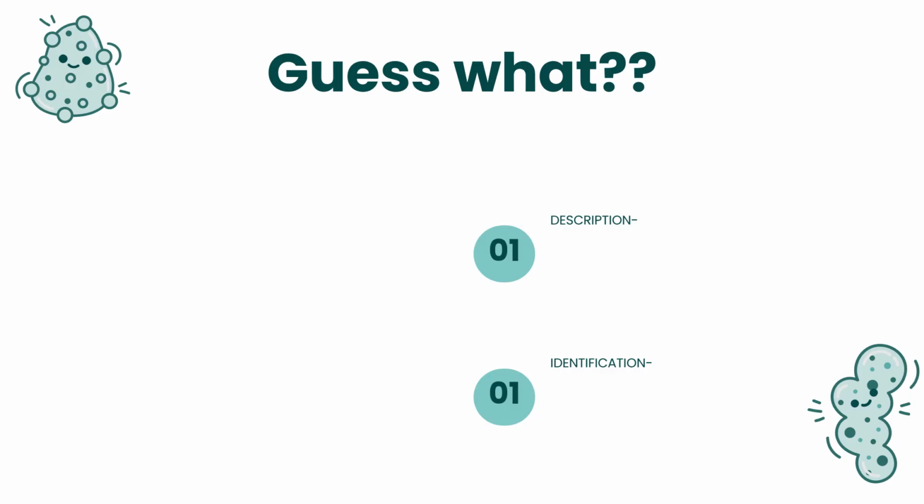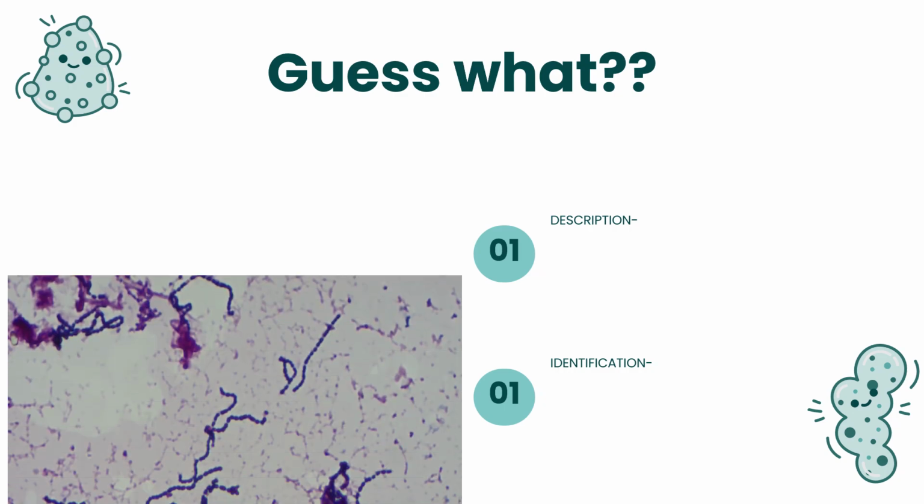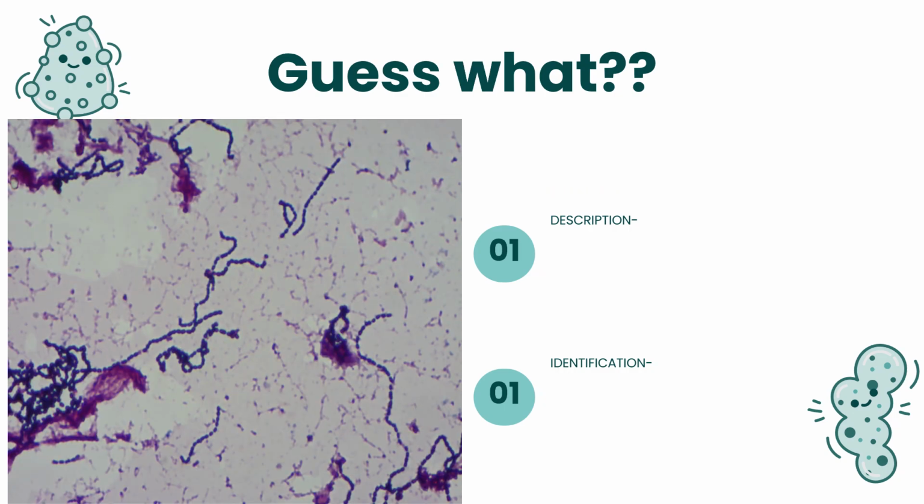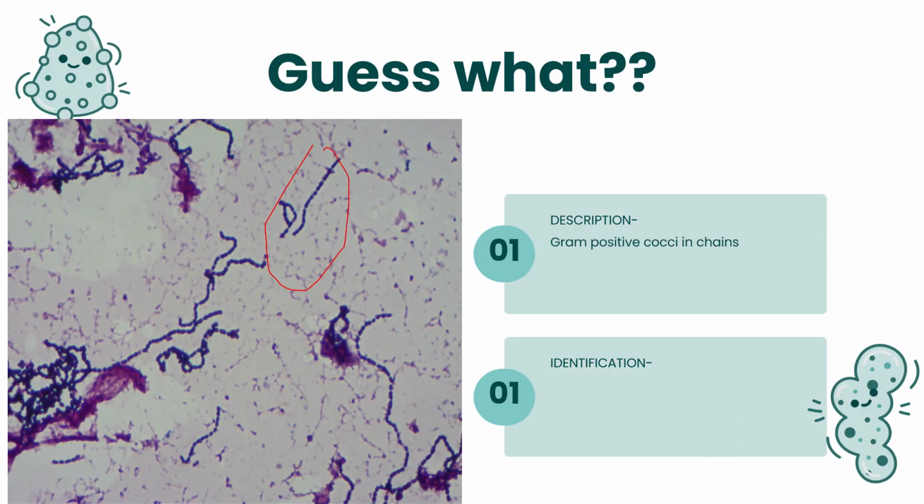Now we will do some exercise. You will have to identify the organism. First, you will tell what is the description, like this organism is arranged in such and such condition. So identification, most likely this is which species. This is an actual picture of the organism, how it appears under microscope. So you can see there are long chains. Okay. So the description will be gram positive cocci in chains. Identification, which organism is this? This is most likely Streptococcus species.